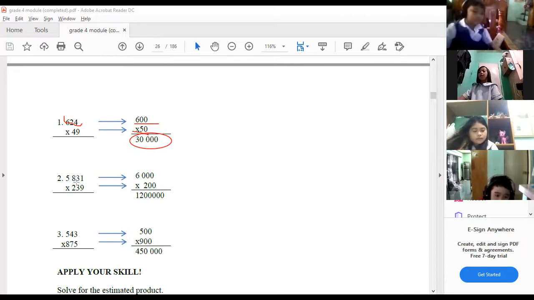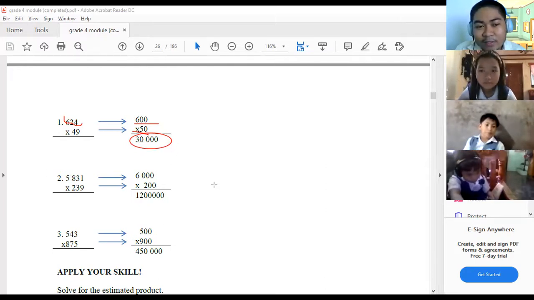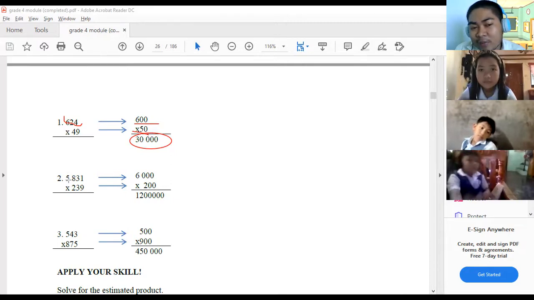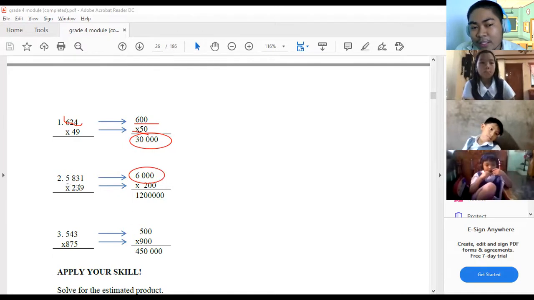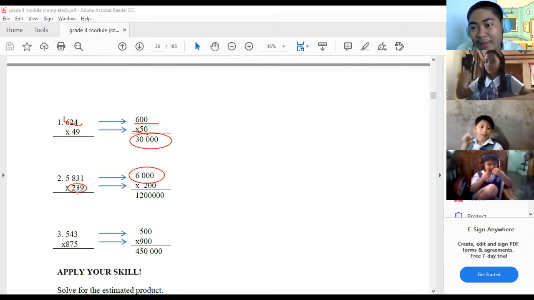Next one, we have 5,831. Teacher, so we don't need to multiply all of it? No. You just need to estimate it first, because that is our lesson for now. So 5,831 becomes 6,000. Then 239 becomes 200. Nag-round down tayo, kaya naging 200 siya. But when the neighboring digit is 5, that would be 300 na sana.